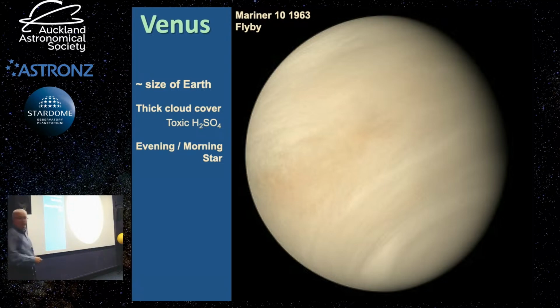Oh, of course, you should mention, if you look at it on a telescope, you'll notice it goes through phases similar to the moon, which you don't get with the outer planets. And I think Galileo first observed that, didn't he? And that was one of his reasonings for saying that we went around the sun.